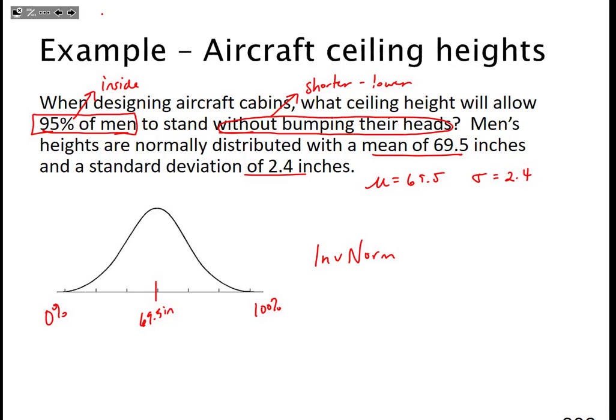If we're filling up 95%, it's going to be pretty far to the right, so pick a point. And then again, because we are talking about shorter than that, a height of ceiling where 95% of the men are shorter, they don't bump their heads, then that's going to be to the left. And remember that inverse norm uses the area to the left, so 0.95. Mu is 69.5, sigma is 2.4. When you type that into your calculator, you should get 73.45 inches.